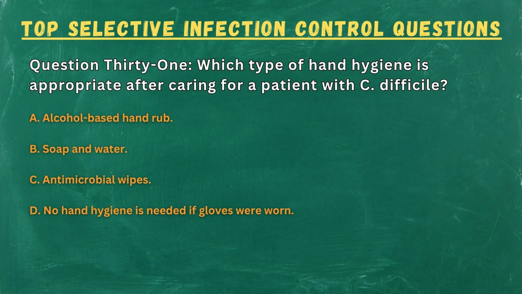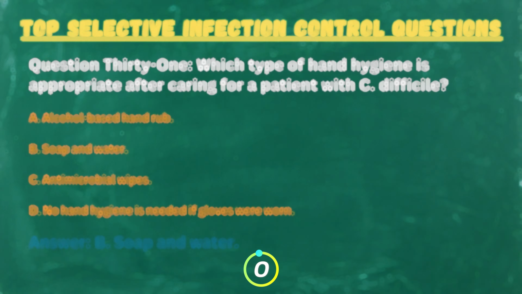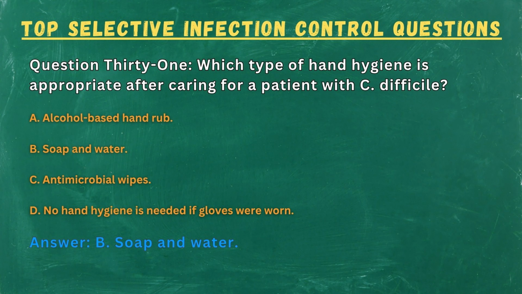Question 31. Which type of hand hygiene is appropriate after caring for a patient with C. difficile? A. Alcohol-based hand rub. B. Soap and water. C. Antimicrobial wipes. D. No hand hygiene is needed if gloves were worn. Answer: B. Soap and water.